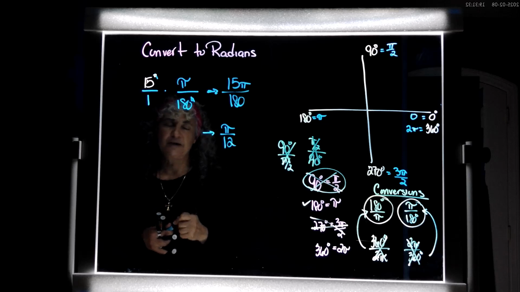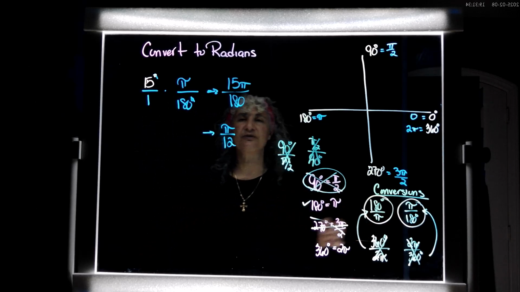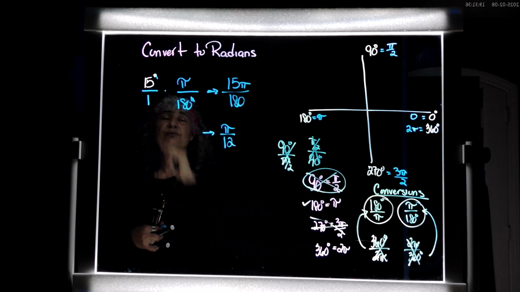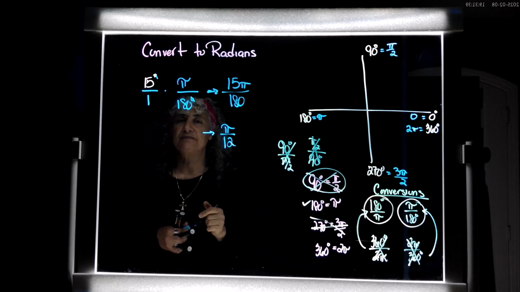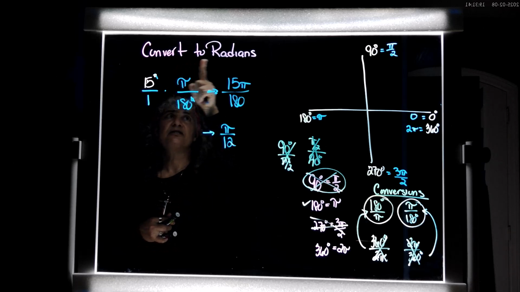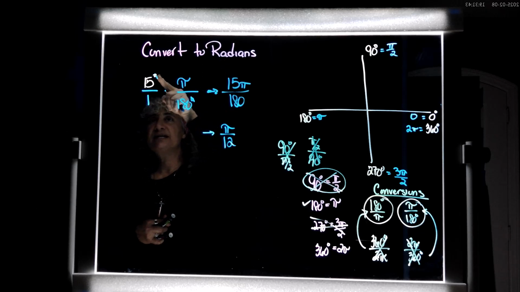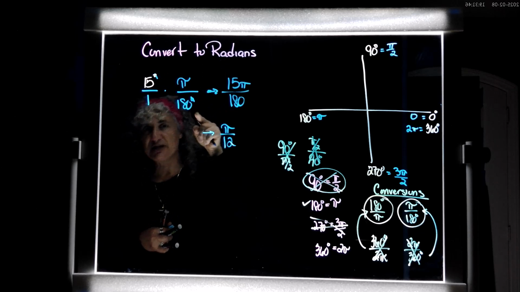Cool? Okay. These are the two conversions I use. And depending on what I want to get rid of, tells me what goes on the bottom. Since I want to convert to radians, degrees have to go, which means 180 degrees need to go on the bottom.